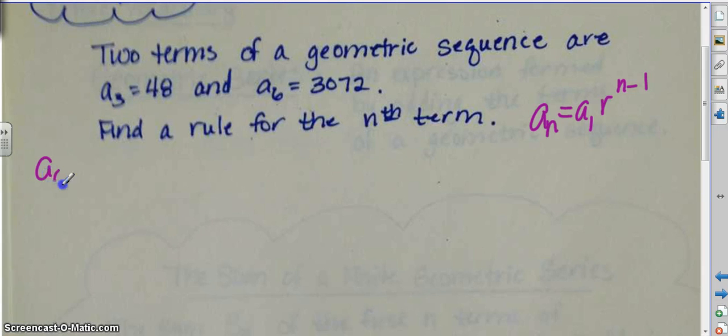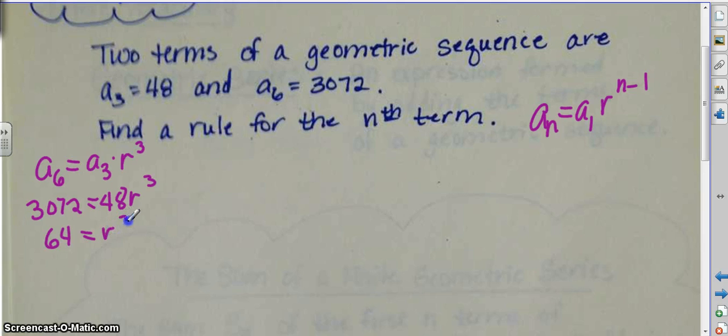If I know a sub 6 and I know a sub 3, I know that a sub 6 is equal to a sub 3 times the ratio raised to the third power. So that means 3072 is equal to 48 times the ratio cubed. If I divide both sides by 48, I get 64, which is equal to r cubed, and taking the cube root of both sides tells me that r is equal to 4.